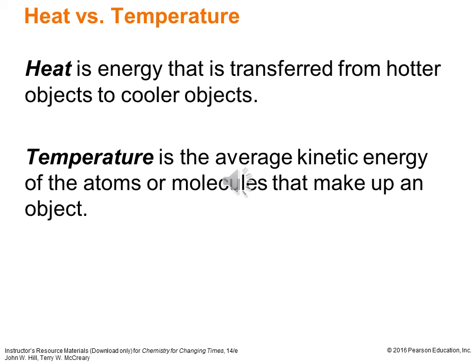So the cooler object heats up a little, the hotter object cools down, and we get an overall temperature that's somewhere between the temperature of the hot object and the temperature of the cool object, depending on how much hot object versus cool object we had.